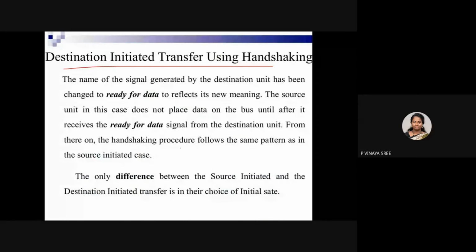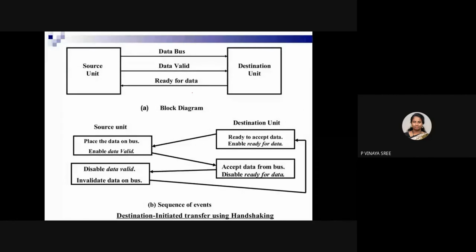So in this handshake, first, can anyone tell me, what is initiated first in the destination unit? See here the directions, what is the sequence? Is it one? Is it that the source places the data in the data bus first? No, ma'am, first it is ready for data.